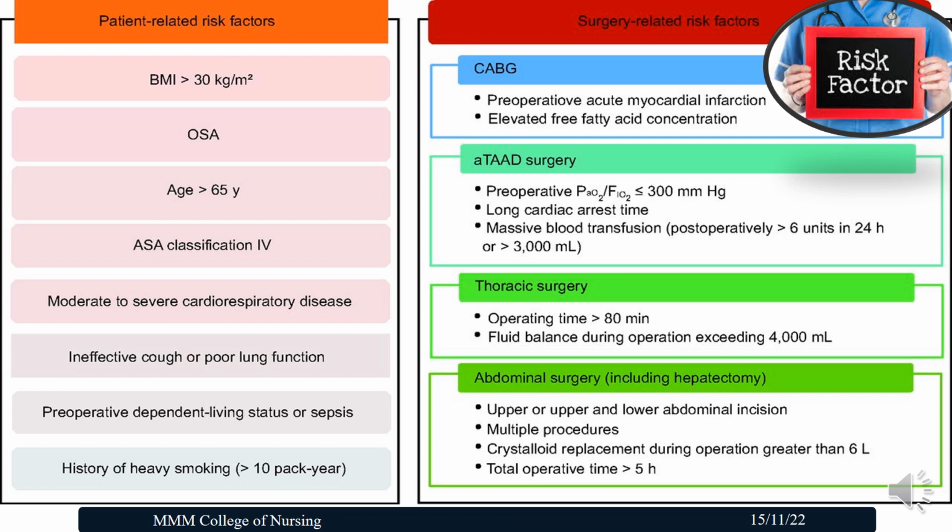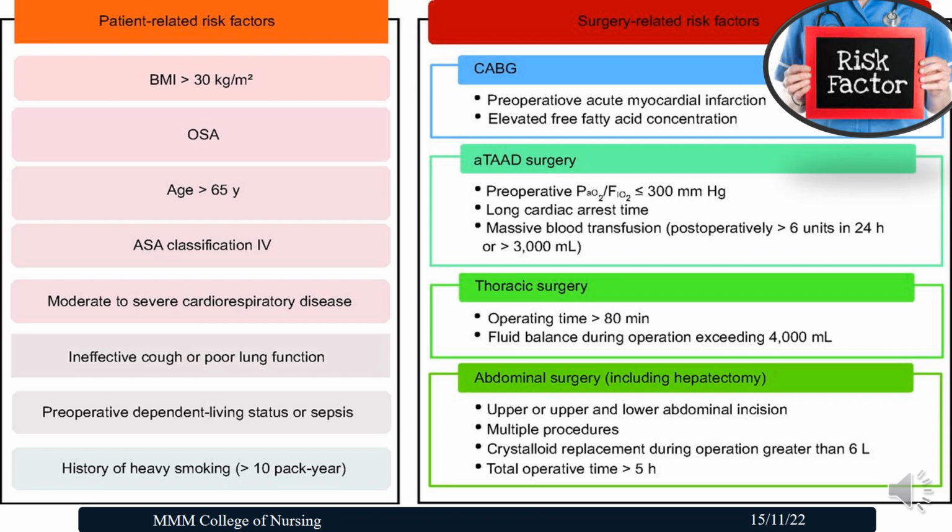So if the patient comes under classification 4, they are at risk for developing hypoxia postoperatively. Then moderate to severe cardiorespiratory disease, ineffective cough or poor lung function, preoperative dependent living status or sepsis, or a history of heavy smoking, that is more than 10 pack years. Pack year is nothing but how long the patient has been smoking cigarettes. To calculate the pack year, multiply the number of packs of cigarettes smoked per day by the number of years smoked.